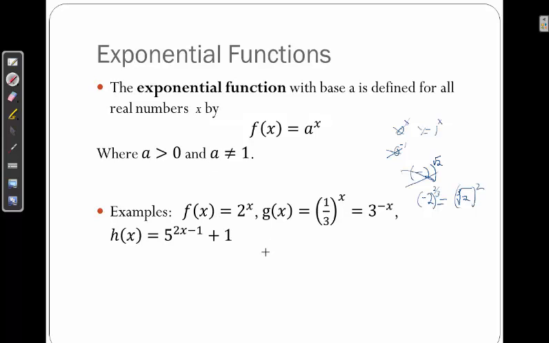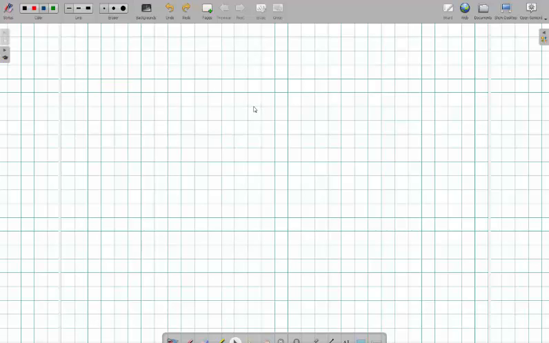Okay. Let's actually look at one of these functions. So let's graph 2 to the x. And yeah, I'll do it by hand first, then we'll look at it in the calculator. Let's make a point table for f of x equal 2 to the x.